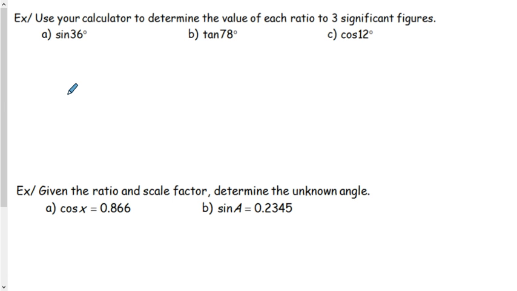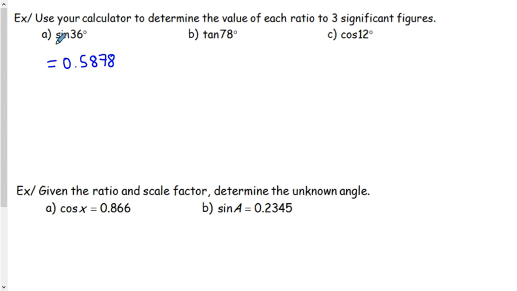So if we are in degree mode and we type in sine, and then 36 degrees, and we hit equals, we're going to get a big long decimal number. So this one is going to equal 0.5878, and I'm going to round off to 4 decimal places here. We usually round off with these ratios. We round off to 4 decimal places.